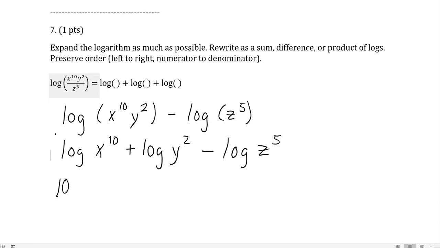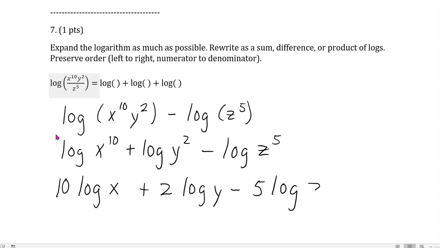So now we pull the 10 to the front to get 10 times the log of x plus 2 times the log of y minus 5 times the log of z. Notice that the power that's at the front is the power that was sitting directly on that answer part and that answer part alone. We don't have a 2 in front of this one because 2 was sitting on y and not on x. This is fully expanded.